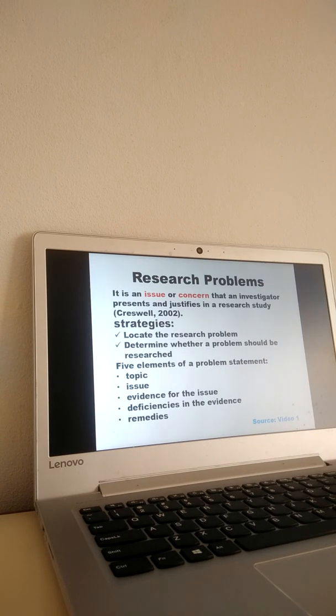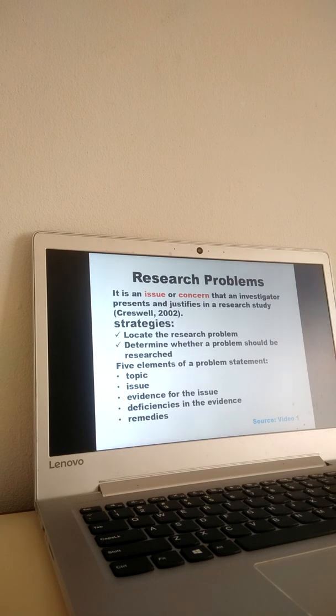First, you should locate the research problem. Whenever you look at any published study, you should consider the following questions: what's the issue or problem in the study, what controversy leads to the need for a study, and what concern is being addressed behind the study. And then you should determine whether a problem should be researched or not. So you should take these factors into consideration.